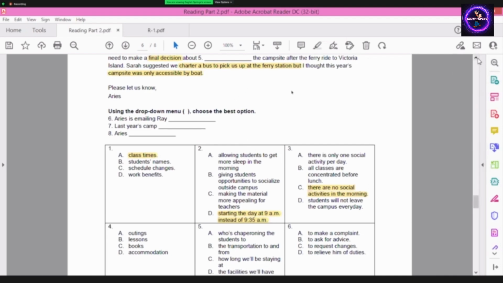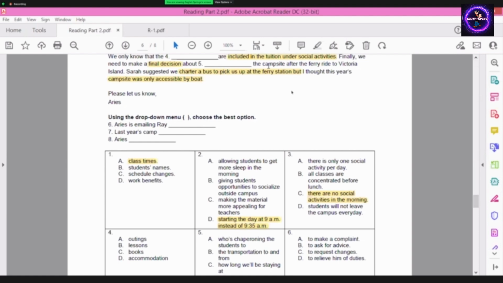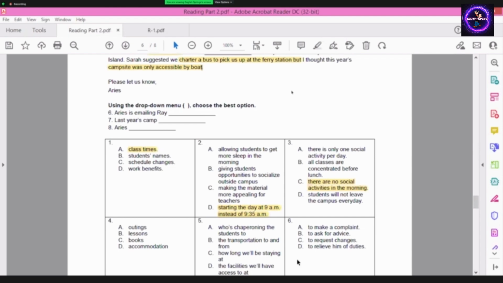We need to make a final decision about the campsite after the ferry ride to Victoria Island. Sarah is suggesting we charter a bus to pick us up. Chaperone, I don't know what the meaning is.